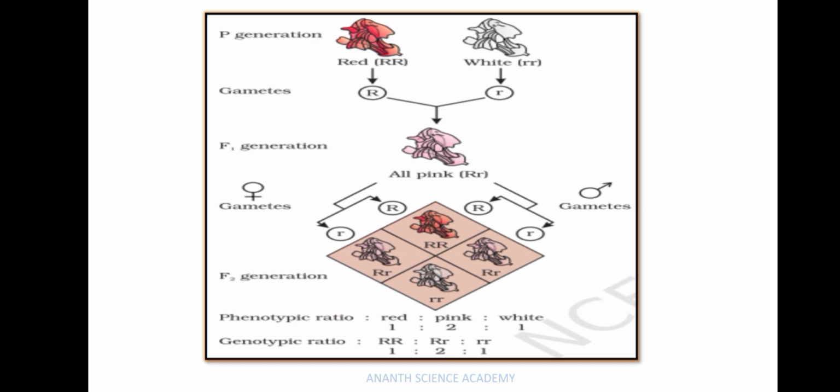The following diagram is given in our NCERT reader to represent this incomplete dominance. This can also be used. Here one thing to be noted, in this incomplete dominance pattern of inheritance, the phenotypic ratio and genotypic ratio both are same, 1:2:1. This is a very important point to note.